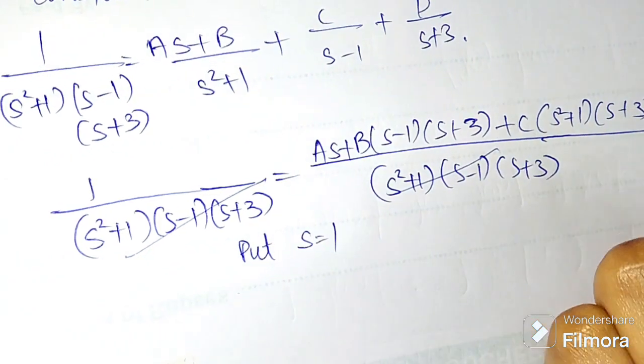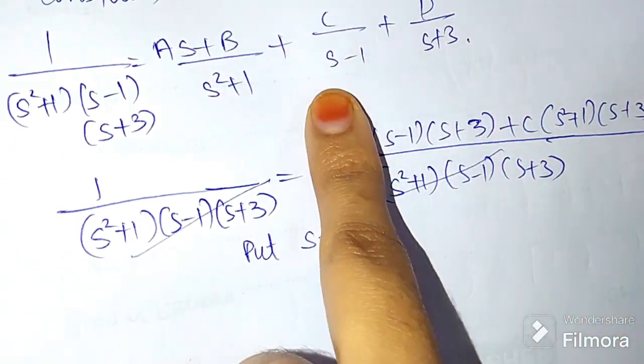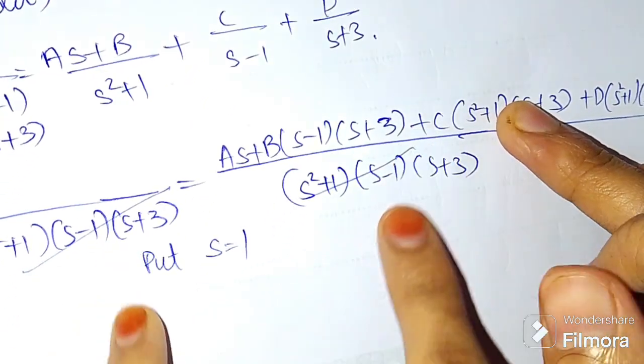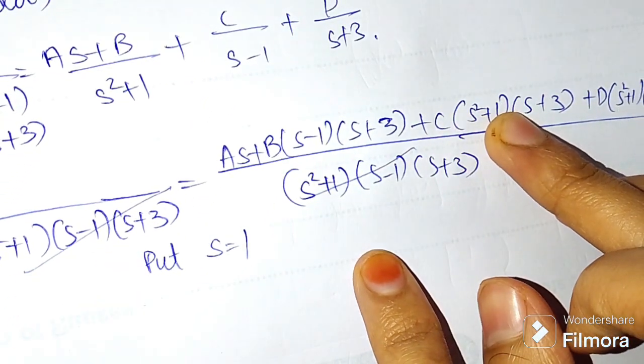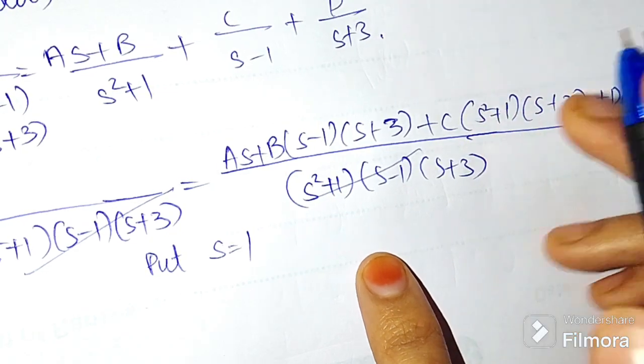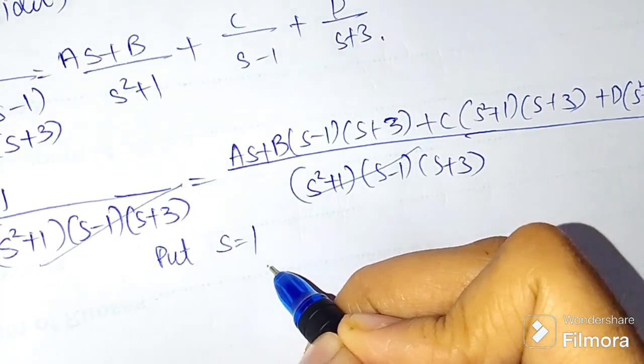Put s is 1. So this will be 0, this will be 0, I'll be left with this. So I'll get 1 plus 1 is 2, here 1 plus 3 is 4, so 8c is equal to 1. So my c is 1 by 8.